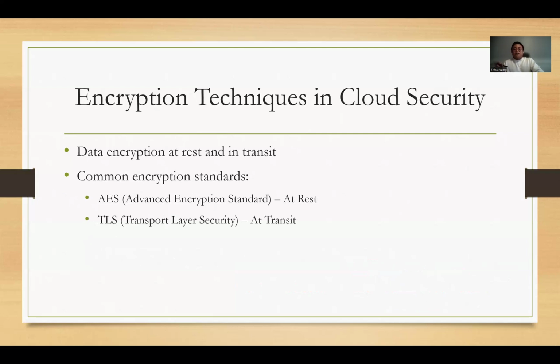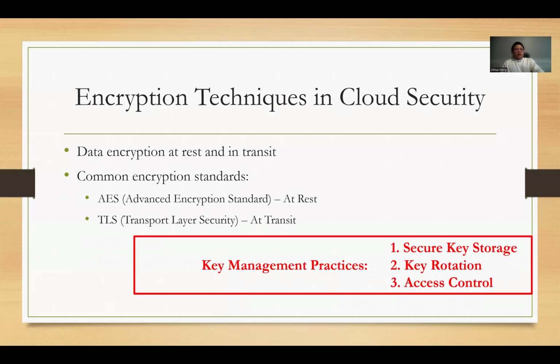Encryption is a critical component of cloud security. We have two folds in encryption. One is called encryption at rest, which protects the stored data using algorithms like AES-256. The other is encryption in transit. We use Transport Layer Security for the data transmission. And then encryption is based on keys.